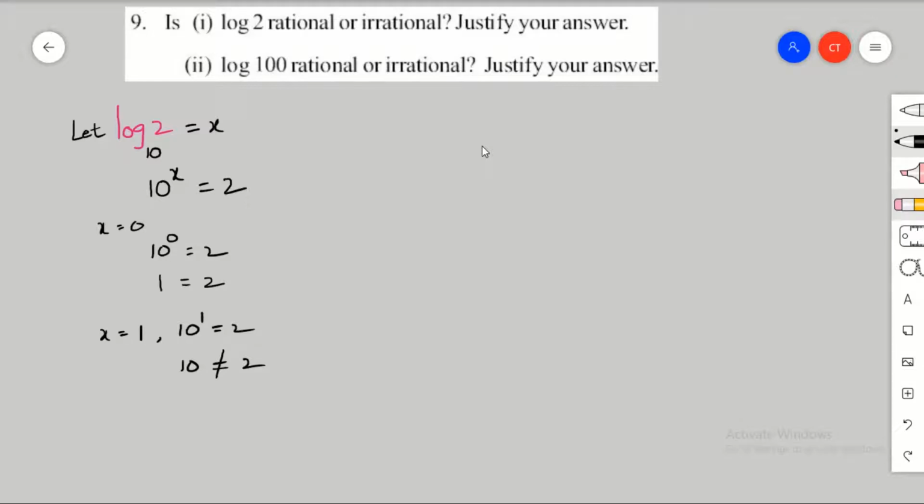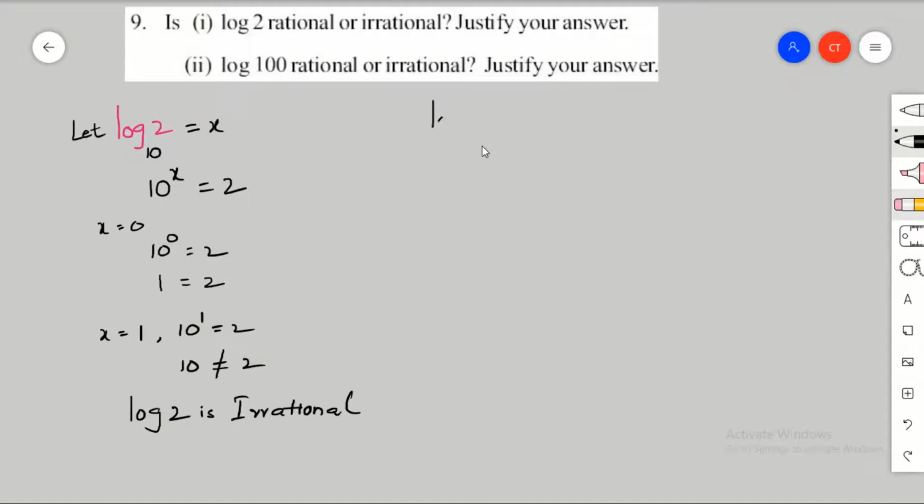So we can say that log 2 is irrational. That is my answer. Or otherwise, we have used irrationality in exercise 1.4 by taking some contradiction proof. So we can also try in that way.